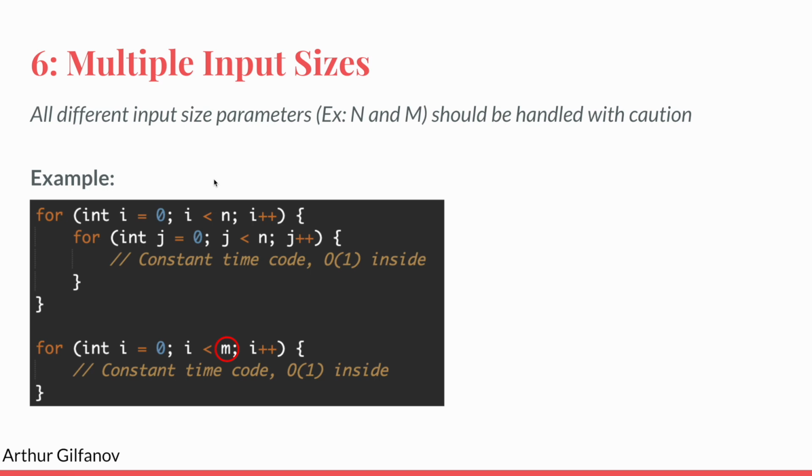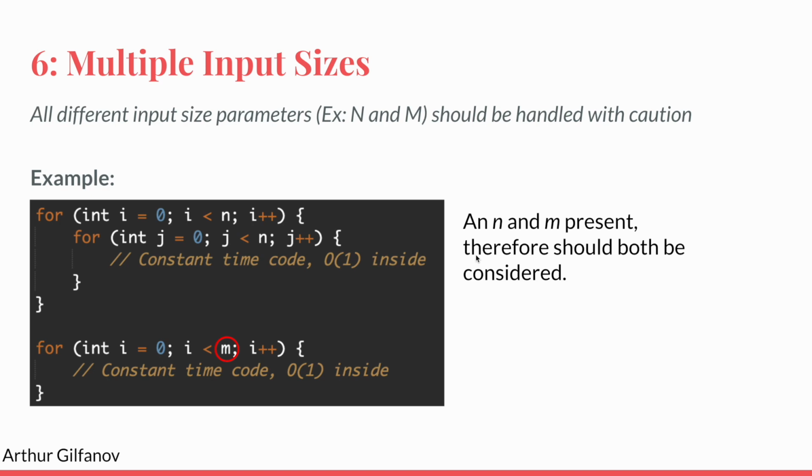Now, let's look at the final idea, which we will cover in this video, which is that of multiple input sizes and how we should handle them with caution. In this example, we have the first code snippet, which has a time complexity of O of n squared, and the second code block has one for loop that goes up to m. Now, m is a different input size parameter, and that is not equal to n necessarily. Because of that, n and m should both be carefully considered.